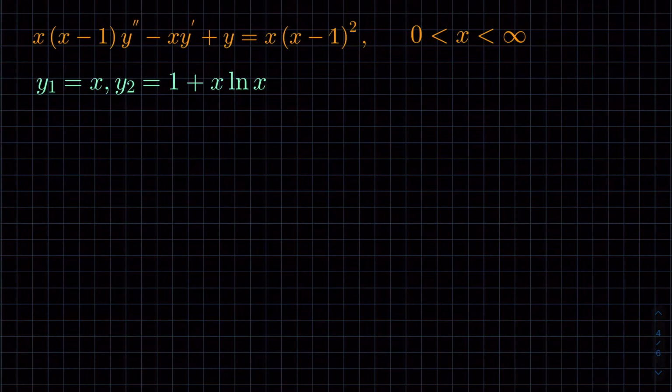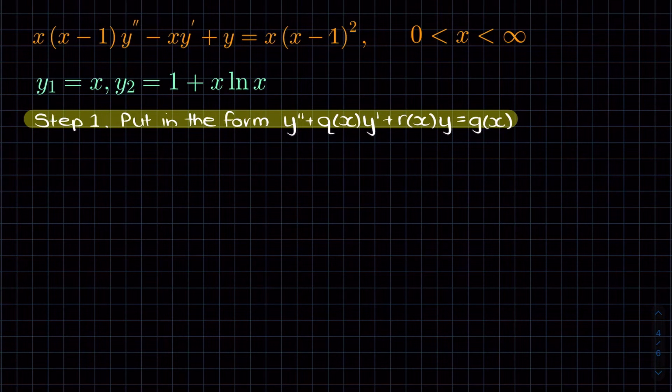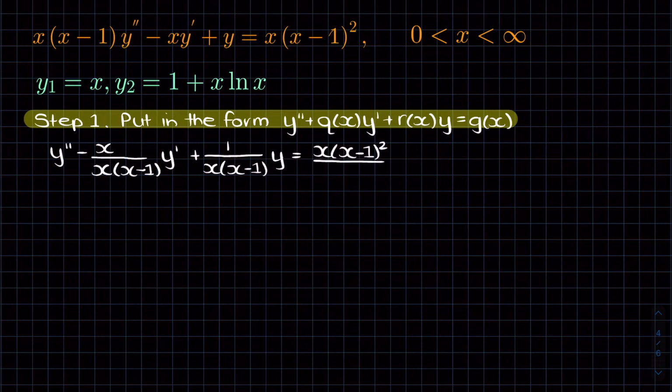Here we have a second-order linear inhomogeneous ODE with variable coefficients, so we can use variation of parameters. Our two solutions to the homogeneous ODE, y1 and y2, are shown below in blue. Step 1 is to always make sure that the ODE is in the correct form, where y double prime should be by itself. So in this example, we need to divide by x times x minus 1.